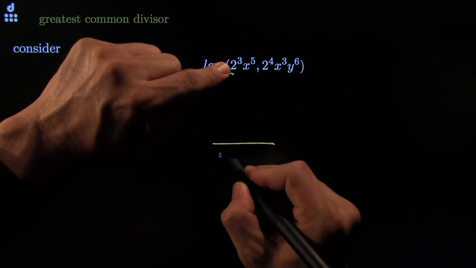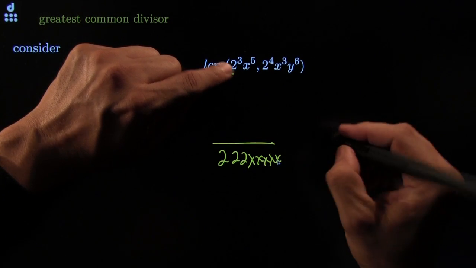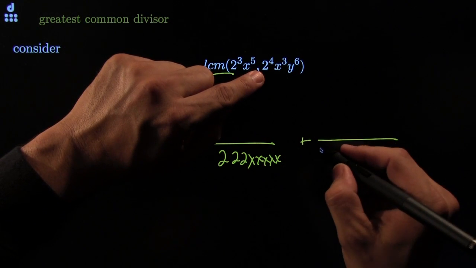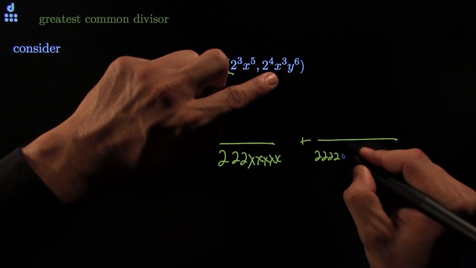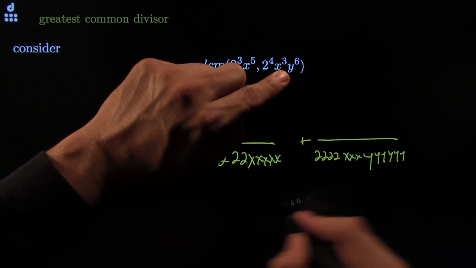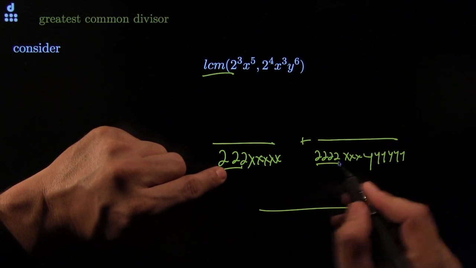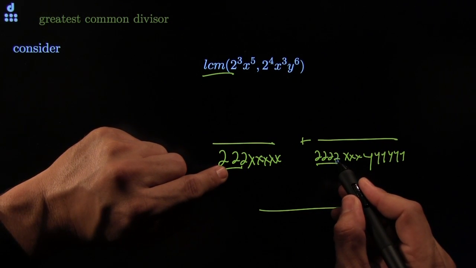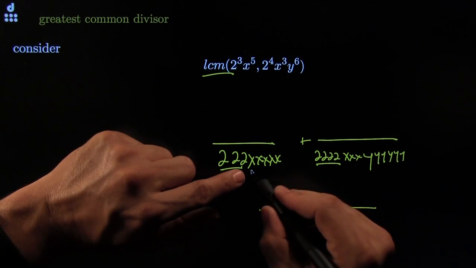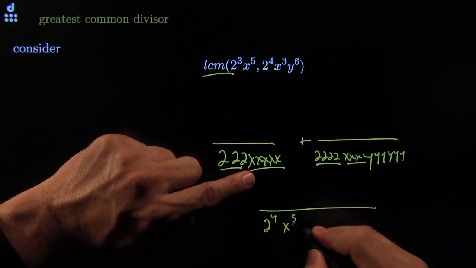So here I have 2, 2, 2, x, x, x, x, x. And once you get good at it, you don't have to write this stuff. You can imagine it. 2, 2, 2, 2, x, x, x, y, y, y, y, y, y. So to get a common denominator, you would need the same number of 2's. This one has 3, this one has 4. I need at least 4. To get the same denominator, I would need the same number of x's. This one's got 5, this one's got 3. I would need both of them to have 5.